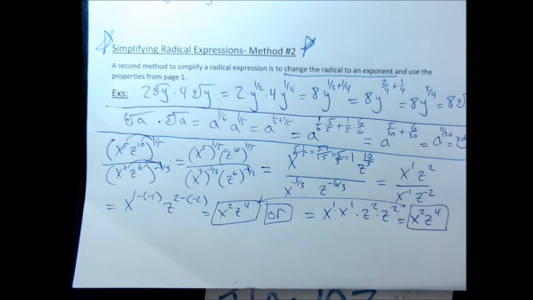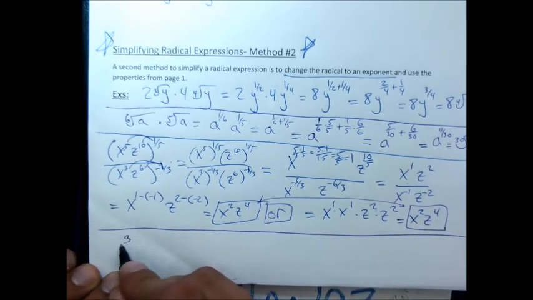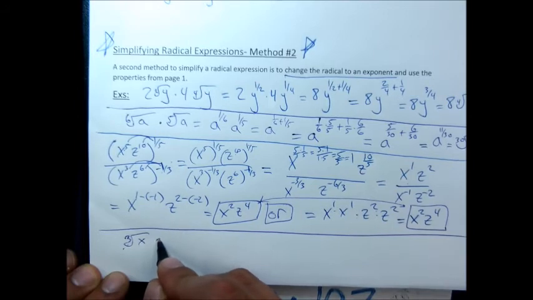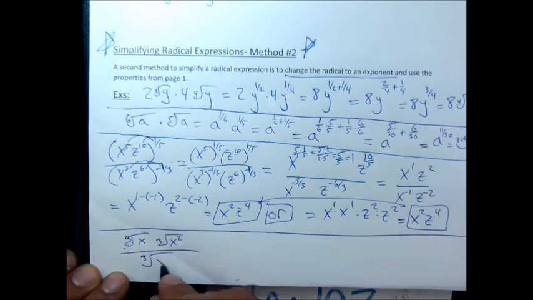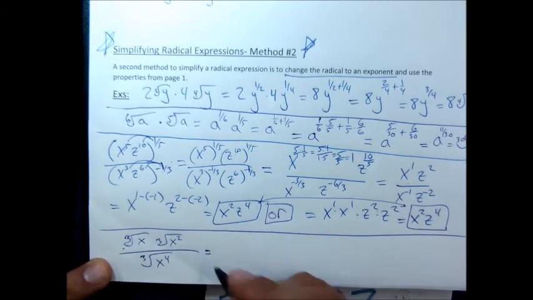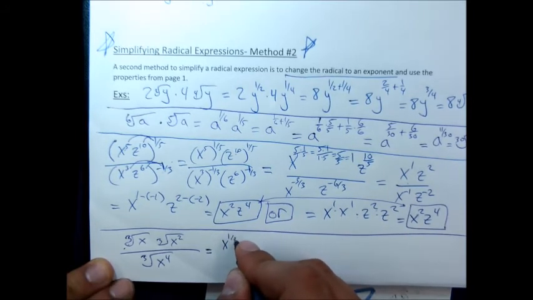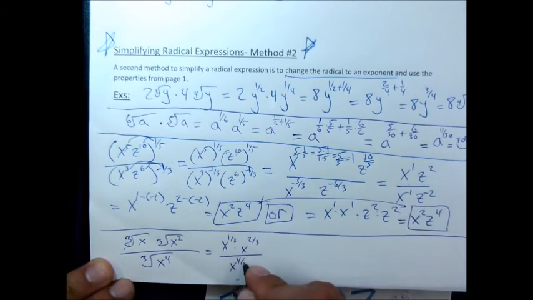Okay, I'd like to let you try one. Give it a go here. So why don't you simplify the cube root of x times the cube root of x squared divided by the cube root of x to the 4th. I want you to get that all the way down into 1x with no negative exponents. And just to be clear, the first thing you want to do is change them all to exponents. So you'll have x to the 1/3, 2/3, and x to the 4/3.